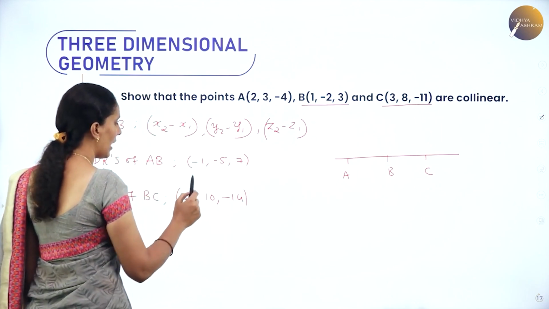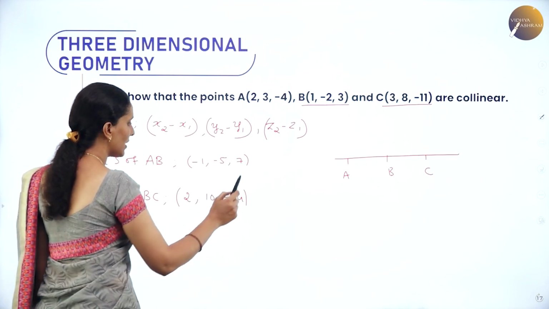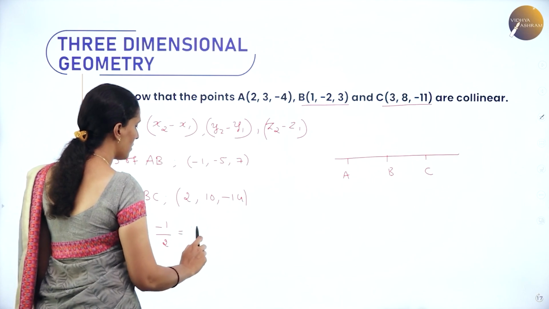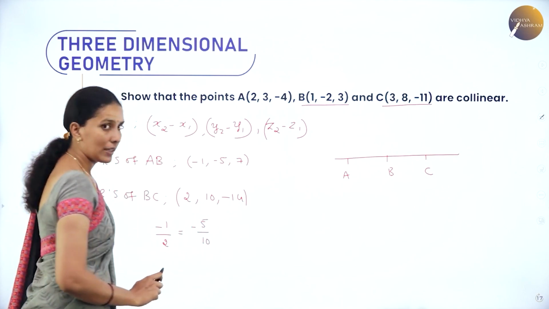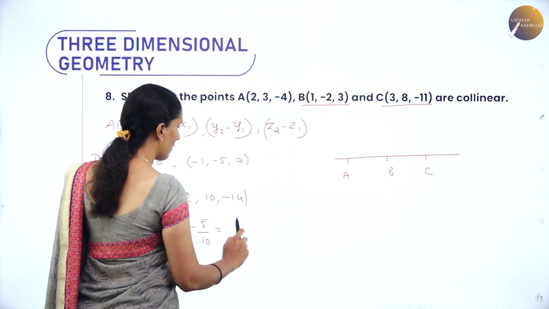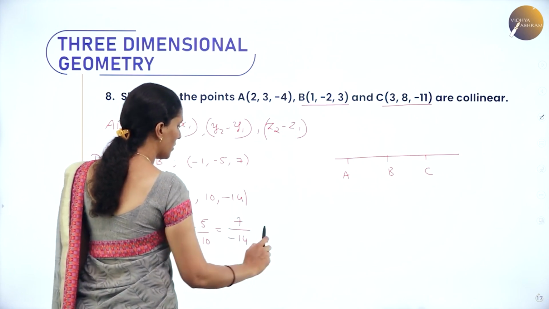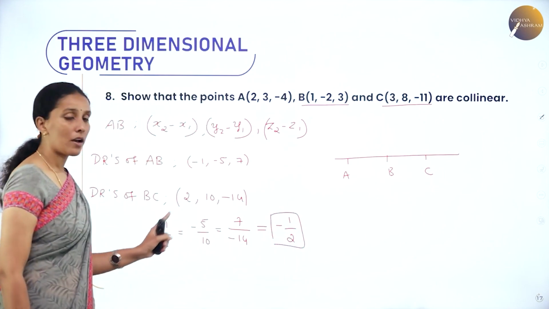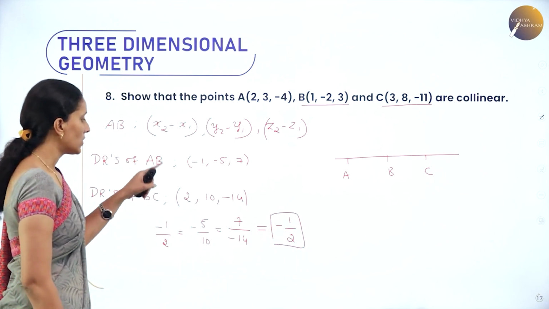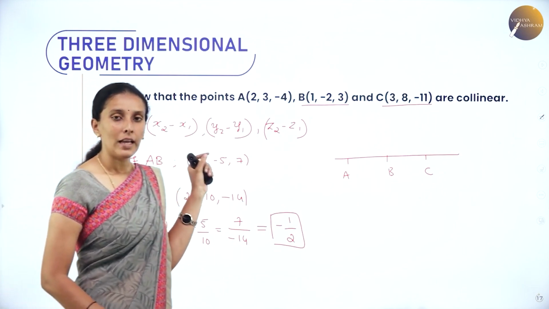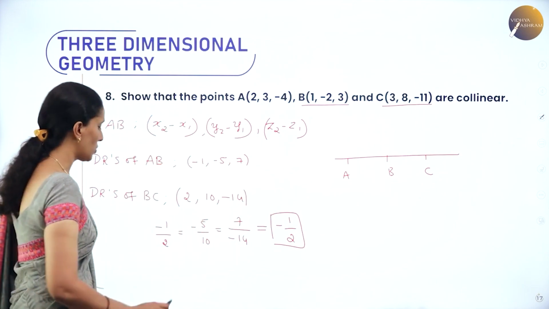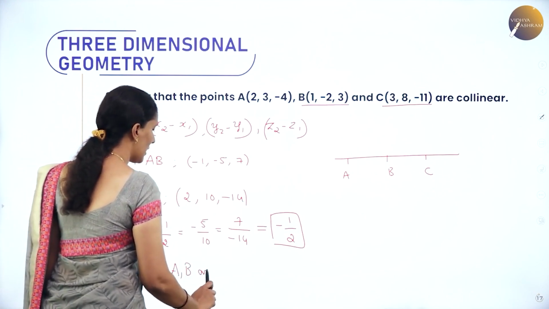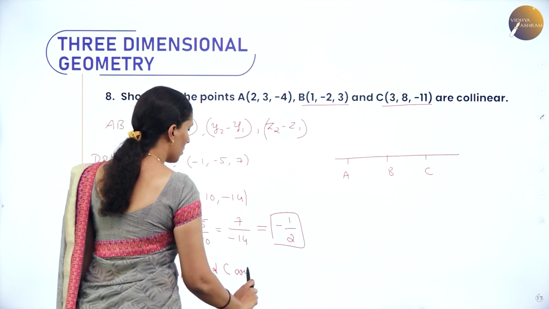Let us take the ratios of these. We will take a1 by a2, b1 by b2, c1 by c2. That is minus 1 by 2. And here we have minus 5 by 10, which is nothing but minus half. Again we have 7 by minus 14. So they are all equal to minus 1 by 2. That is, they are proportional to each other. So the direction ratios of AB as well as BC are proportional. Therefore we can clearly say A, B and C are collinear.